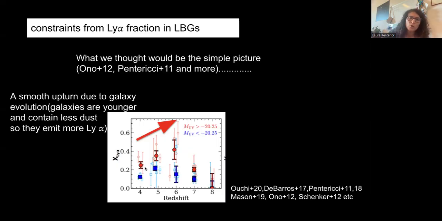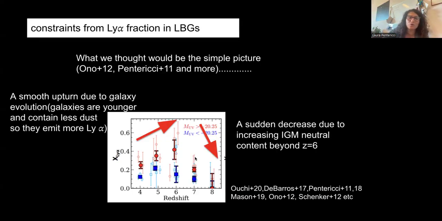The red points show an increase from redshift 4 to 6, and this is probably due to galaxy evolution. As I told you, you have more probability to have Lyman alpha in emission if you have less dust, right? As you go to higher redshift, your population of sources will be maybe younger, so maybe they will contain less dust, so they will emit more Lyman alpha. And then you have this decrease, and again, this decrease is due to the increase in neutral fraction in the intergalactic medium. So this was the situation until before JWST.